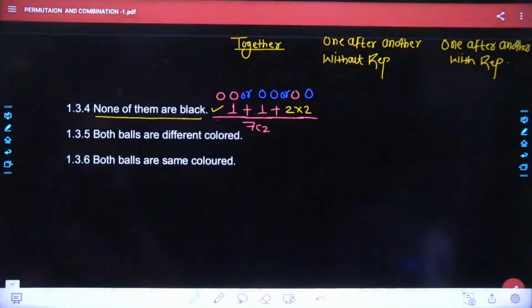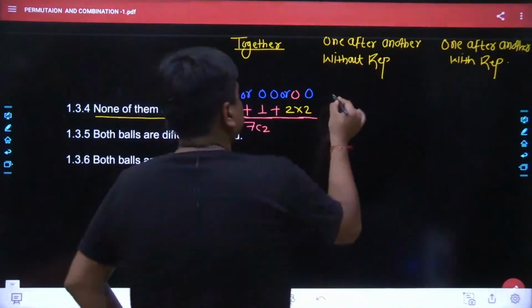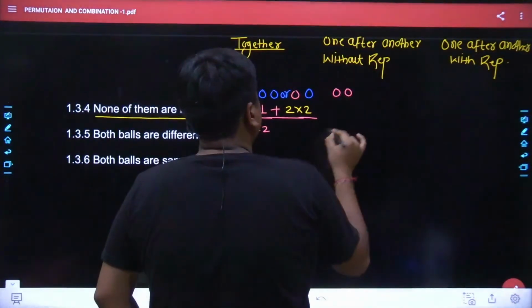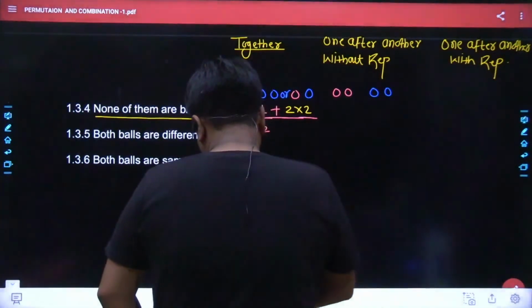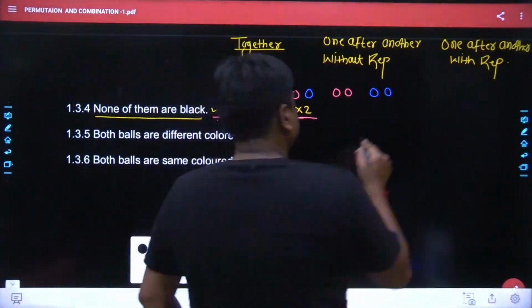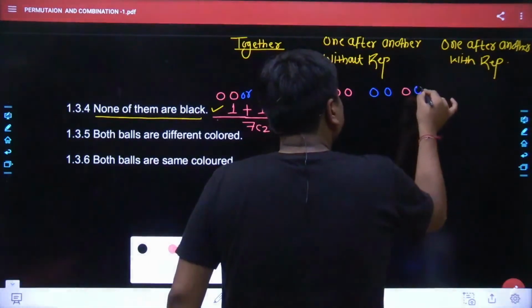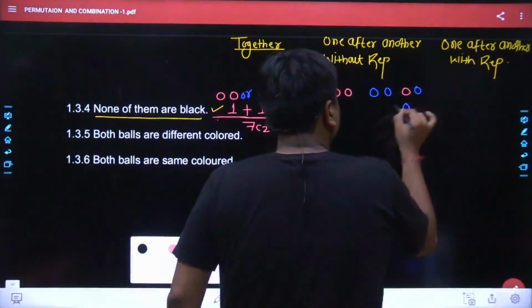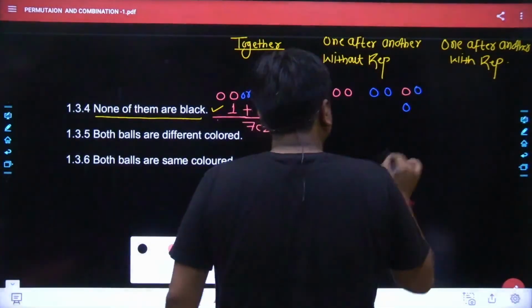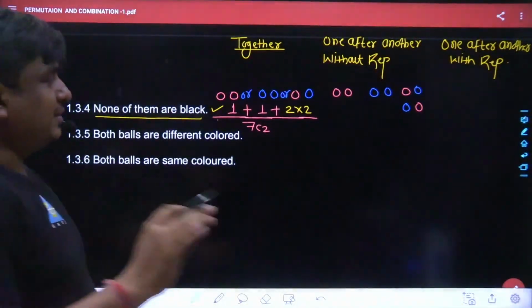Yes, and here comes one after another without replacement. See what happens. This could be the first situation: both are red. This could be the second situation: both are blue. This could be the third situation, where the first ball is red and the second ball is blue. And you even have a fourth situation, where the first selection is a blue ball and the second selection is a red ball. So this is a situation.